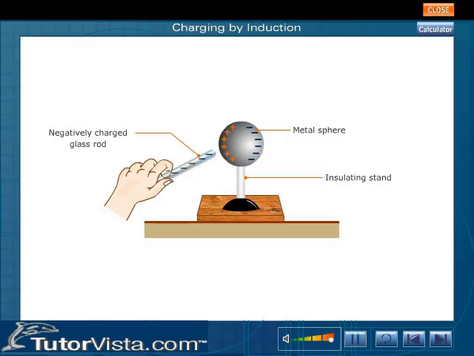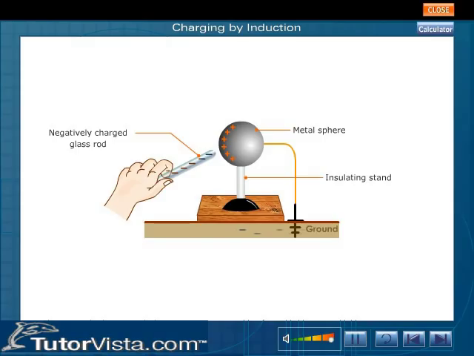Let us see what happens to the charge if the metal sphere is connected to the ground by a conducting wire. The negative charges, that is, the electrons, flow to the ground, whereas the positive charges at the near end remain due to the influence of the charged rod.